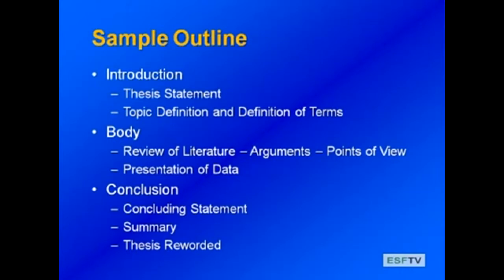So this is just a quick sample outline of a research paper. You would have an introduction with, of course, your thesis statement. You would define your topic and any terms that you would need to let the audience know about. And in the body, of course, you would be doing your review of your literature, your arguments, your points of view, and any kind of presentation of data. And then finally, you would have your conclusion with your summary and possibly your thesis reworded.